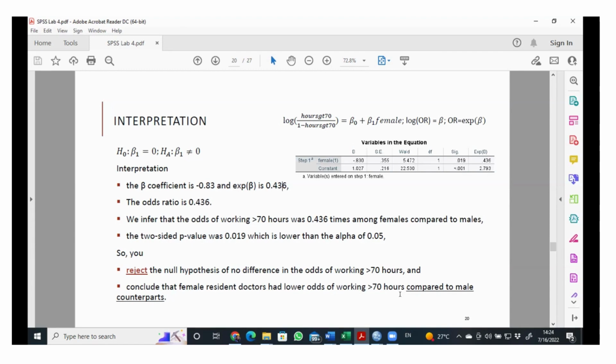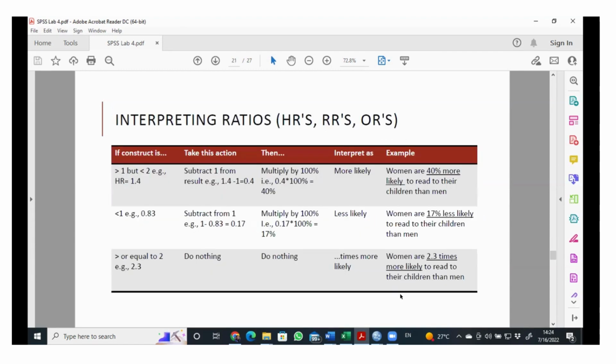So this tells us magnitude and direction. Now, as a general rule, in interpreting these various ratios, I'm sure in tomorrow's lecture they will teach you about hazard ratios, risk ratios, and odds ratios. Today we characterize odds ratios with logistic regression. Here they used hazard ratio as an example, but let me use the word odds ratio because that's what we did today.